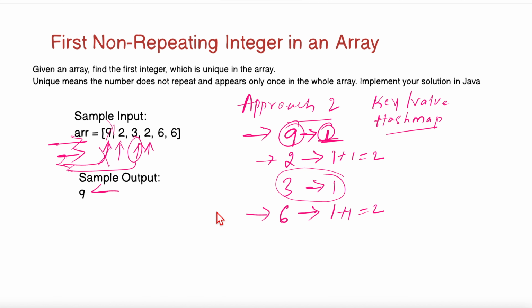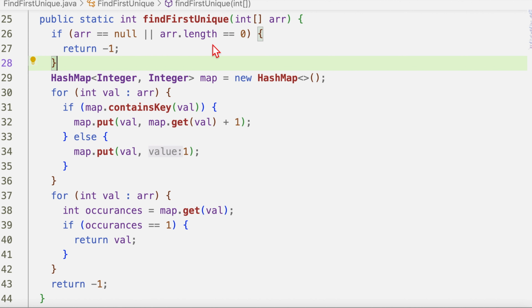So let's understand the code now. Okay, let's understand this code. So this is a basic code, as already discussed. If it is an invalid array, we'll return -1, and we are creating a hash map. So this will be an integer for the array element, and this will be an integer for the occurrence. This will be a key value.